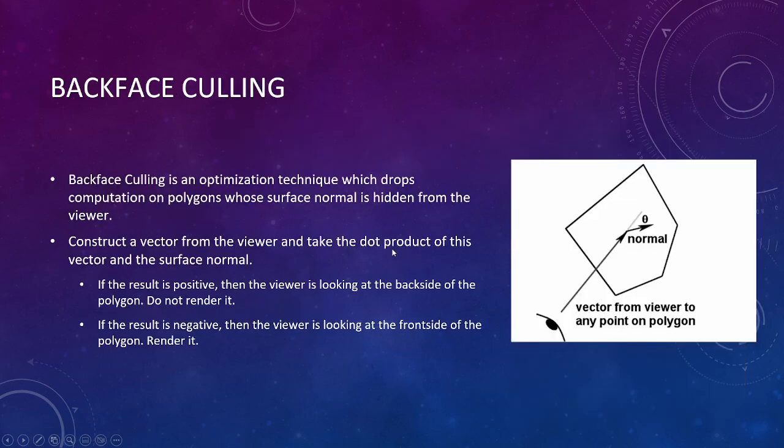All right. Now, where can this be used? In game dev, we have something called backface culling. It is something we use to optimize our game by not rendering parts of a surface. Backface culling is an optimization technique which drops computation on polygons whose surface normal is hidden from the viewer. That is, we hide it from the viewer.